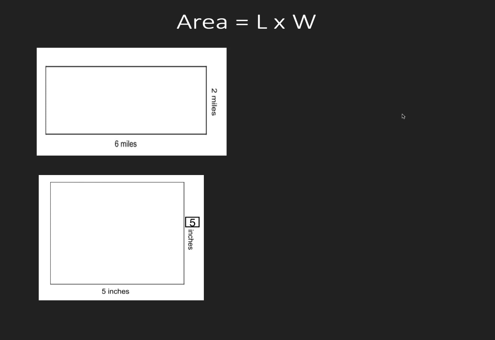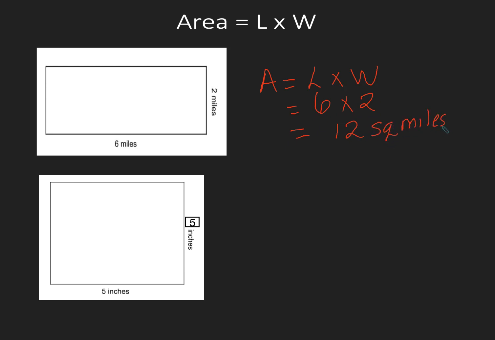To find the area of a rectangle or a square, I use the same formula, which is length times width. In the first two questions here, I have to find the area. Because I have to find the area, always remember area is length times width. My length is 6, my width is 2, and when I multiply 6 times 2, my answer is 12. Your answer is 12 square miles.